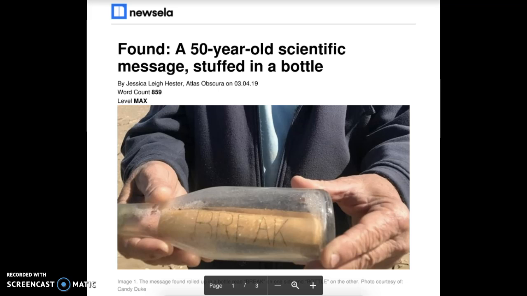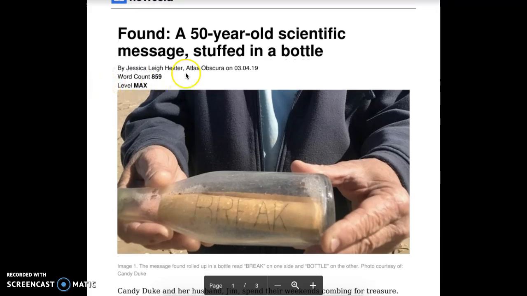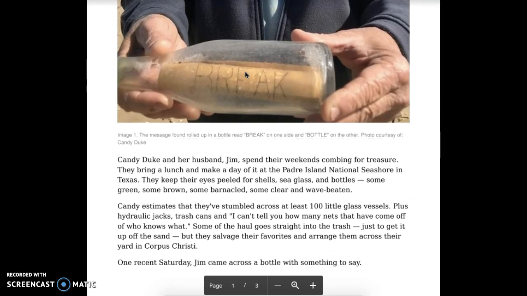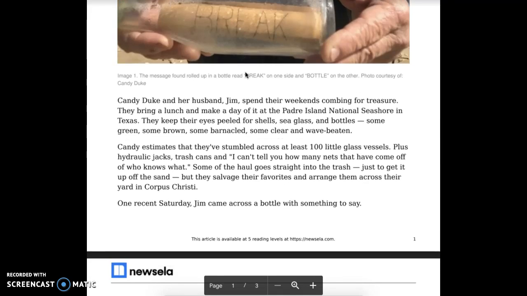I thought that article number 2 was kind of neat, so I figured I would give it a shot. A 50-year-old scientific message stuffed in a bottle was found. Written on 3/4/19. As we know, that was yesterday and was National Grammar Day. And it begins this way.